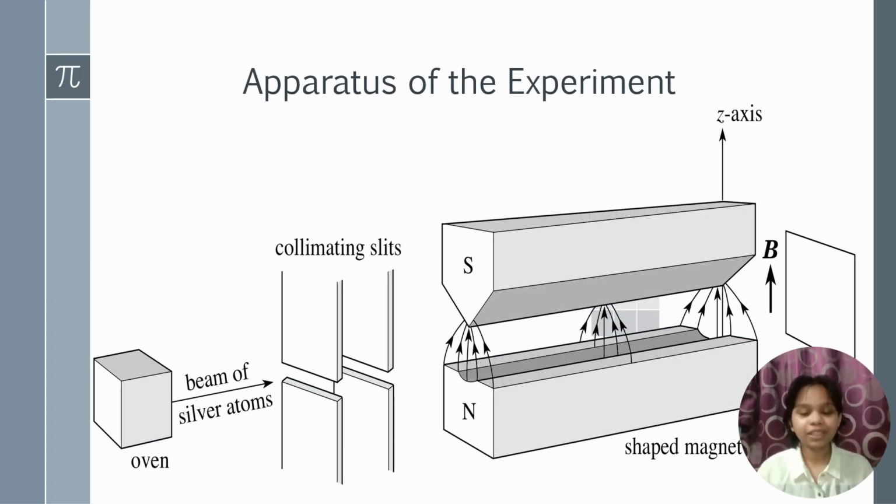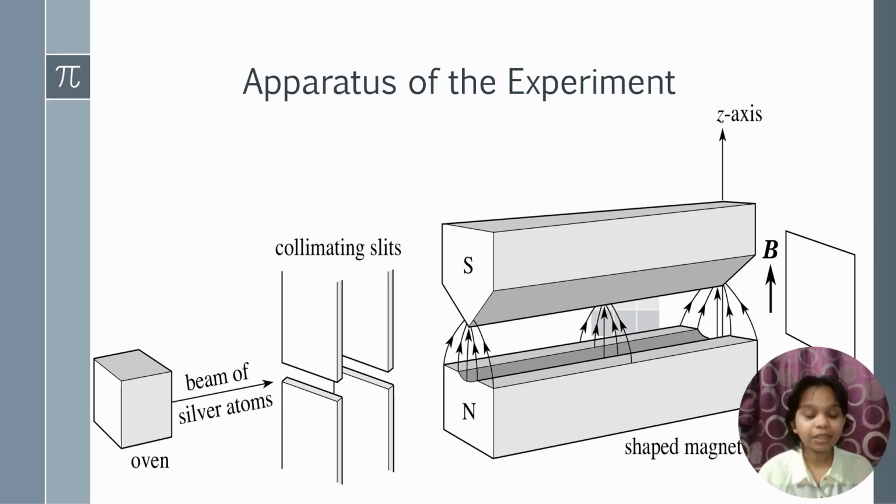So now we will see the apparatus required for this experiment. First, we have an oven. The oven is similar to a furnace and it contains a metal inside. In this particular case, it has silver metal inside it.